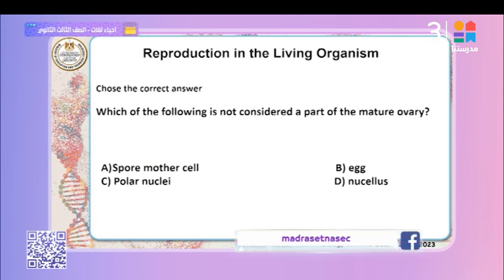Okay? That's right. Choose the correct answer. Which of the following is not considered a part of the mature ovary? Spore mother cells, egg cells, polar nuclei, nucellus. All of them are found except the spore mother cells. Why? Because it divided previously by meiosis, forming 4 cells. 4 cells, 3 degenerate and 1 remains, dividing mitotically to form the embryonic sac and the nucellus, reaching the antipodals, synergid cells, egg cell and polar nuclei. So the best answer is A, spore mother cells. Follow me, please, dear student.